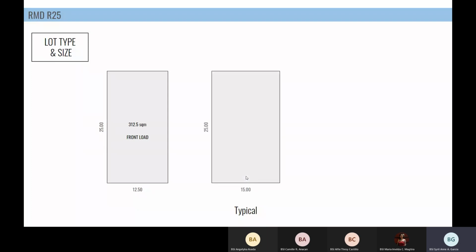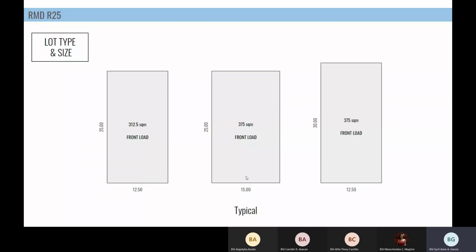Under RMD R25, for the lot type and size, the typical configuration is 12.5 by 25 in length, and the area is typically 312.5 square meters, and front load, meaning the garage is placed at the front side of the lot. The next configuration is 15 by 25, so this measures 375 square meters. And then the last lot is 12.5 by 30.